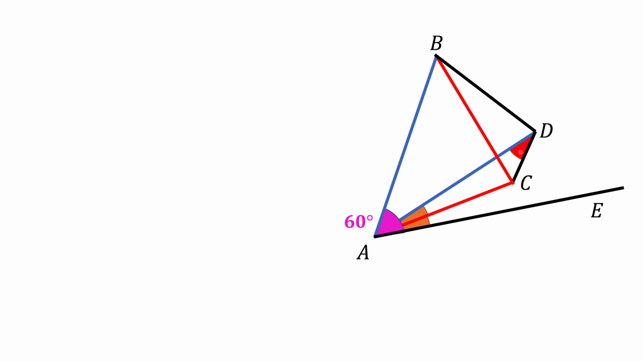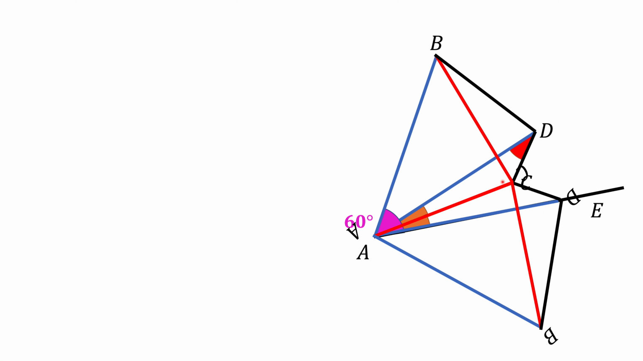And we are asked to find this red angle, ADC. AC is a bisector of the angle DAE. And when I look at bisectors, I'm thinking about symmetry. So what I would like to do is to take everything above AC and reflect it below AC. And if we do that, this is what we're going to see.